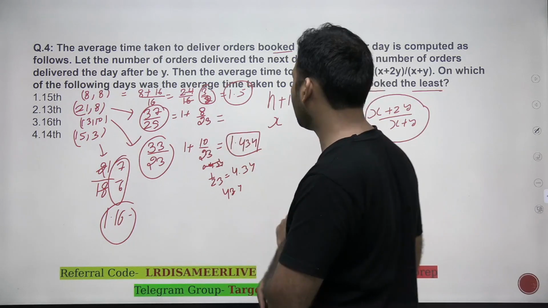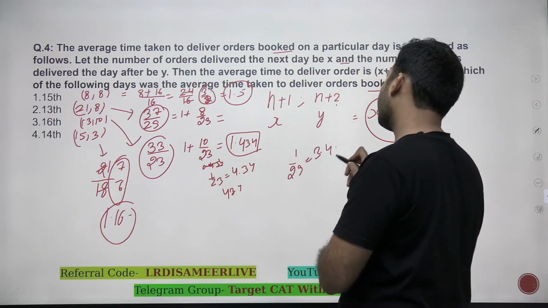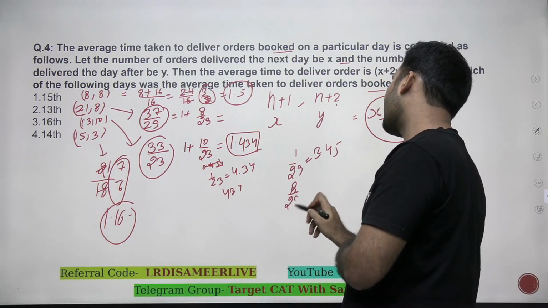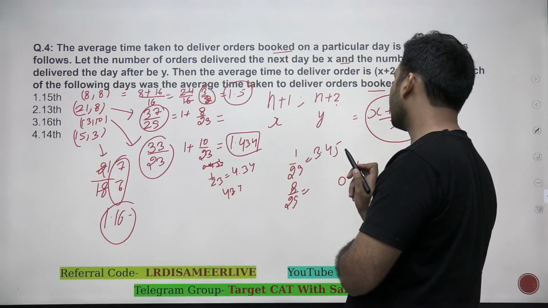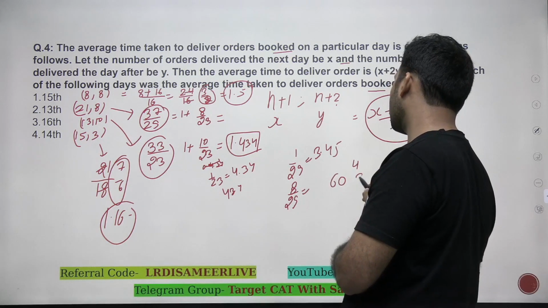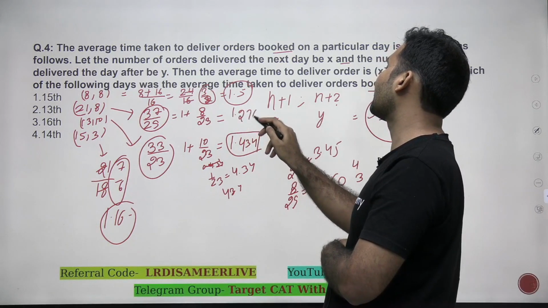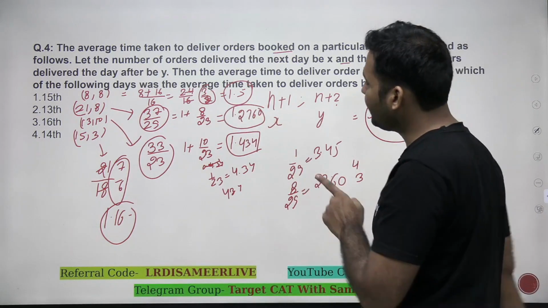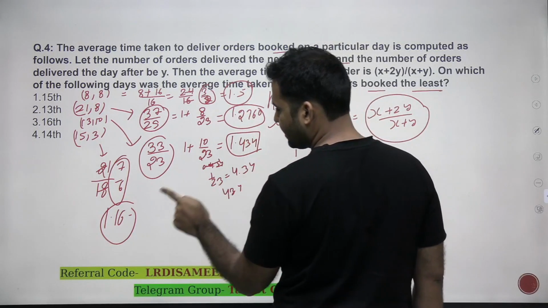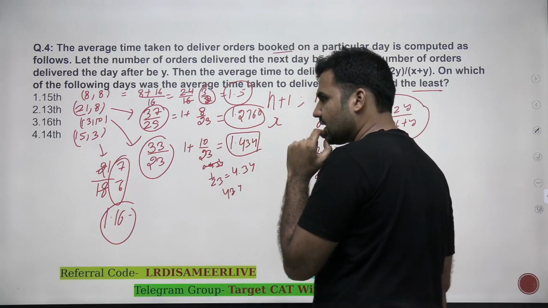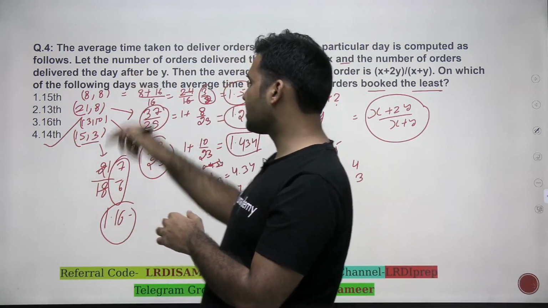If I look at this fraction, 1 plus 8 by 29, 1 by 29 is 3.45. And 8 by 29 would be 8 times of it, which is 27.60. So this comes out to be 1.2760. So if I have to find the least fraction out of these, this is 1.5, 1.2760, 1.434, and this is 1.16. So 14th, you can see that this fraction is the least value. So the answer to the question is 14th.